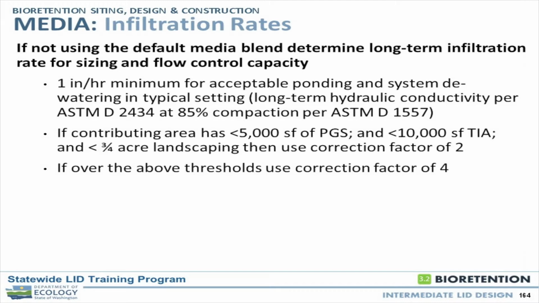There's a lab test, ASTM D2434 and ASTM D1557. 2434 is the actual hydraulic connectivity. You put the stuff in a cylinder in a very specific way and you measure infiltration. The 1557 is a relationship of density to moisture. And so you go through these different tests. The lab does that for you. It has to be a minimum saturated hydraulic conductivity of 1 inch per hour. So the lab takes care of that.